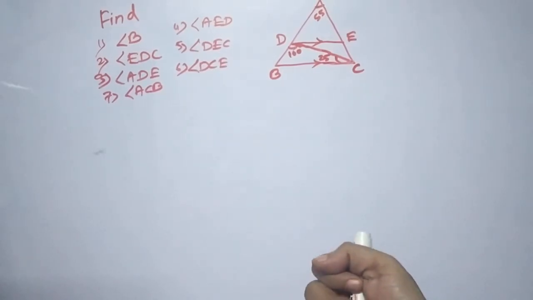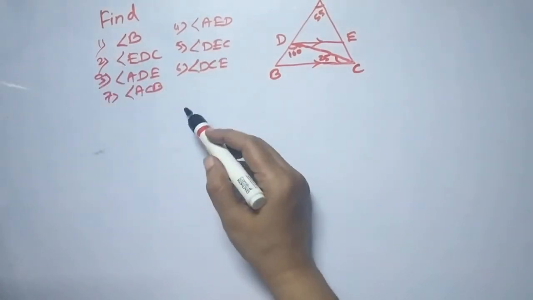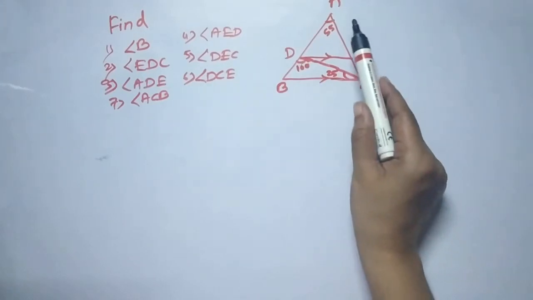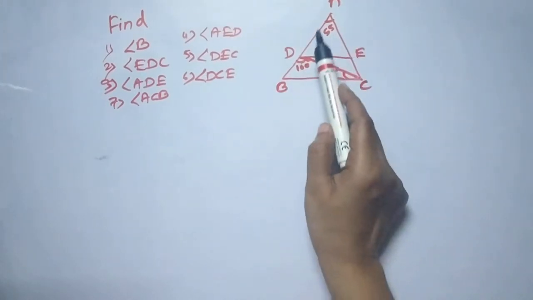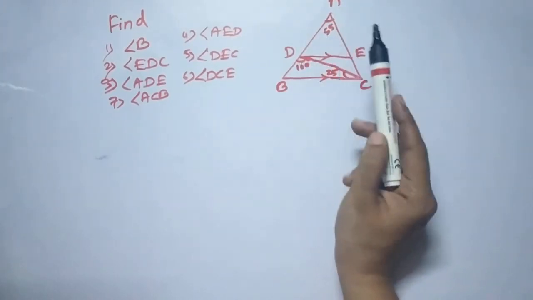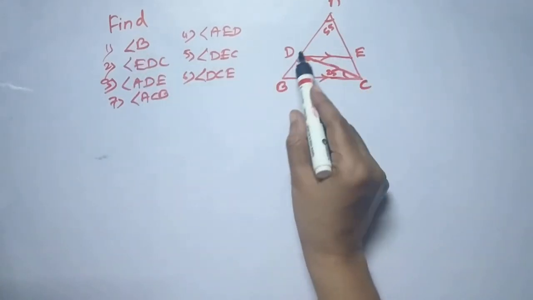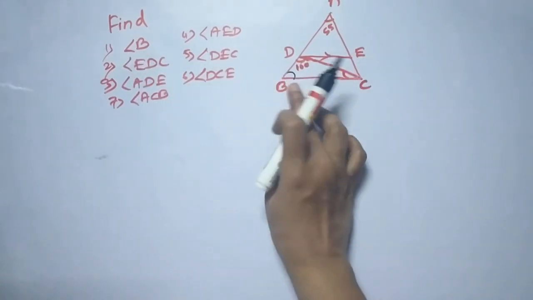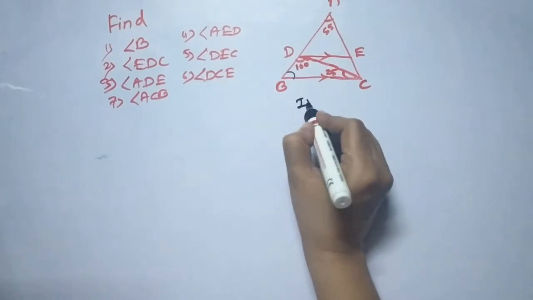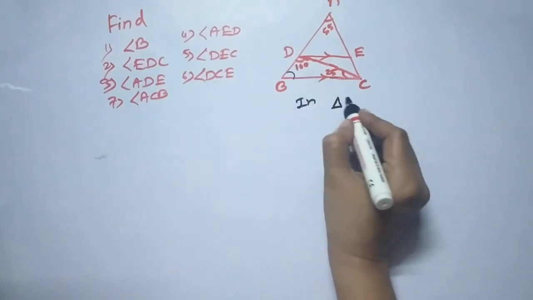So friends, now moving to the next question, we need to find out all these angles from this given figure. Angle A, B, C is here, and some angles are also given. So friends, first of all we have to find out B. If we notice, we need to find out this B, means we'll focus on this triangle. In this triangle we can go for BDC.